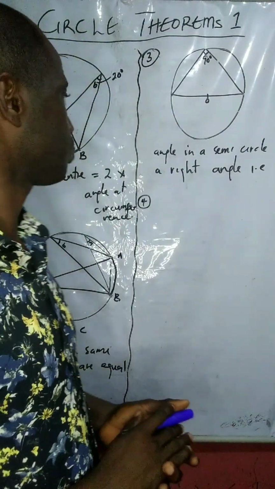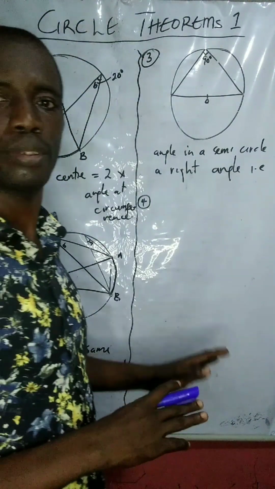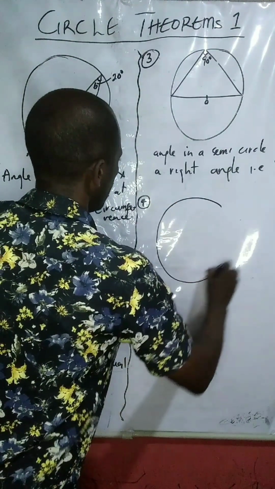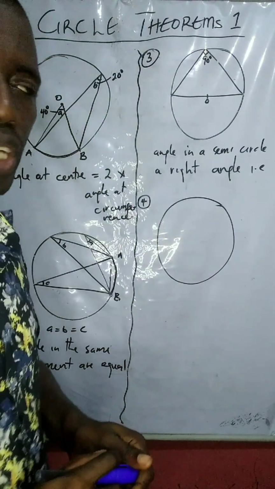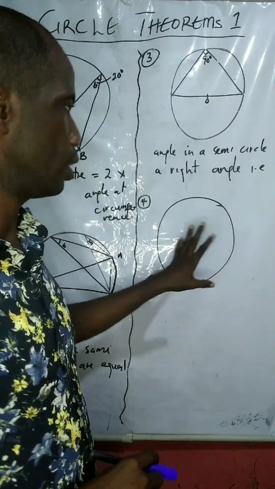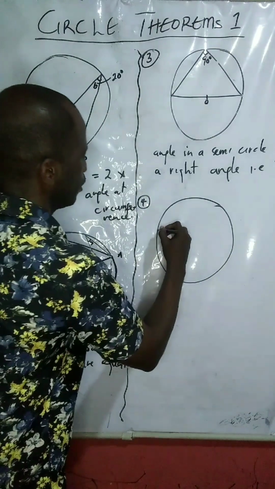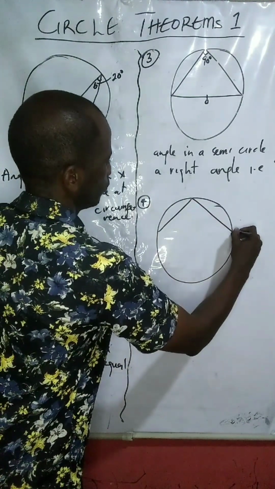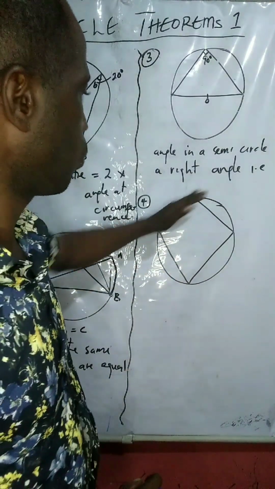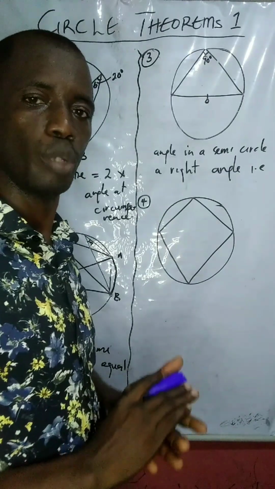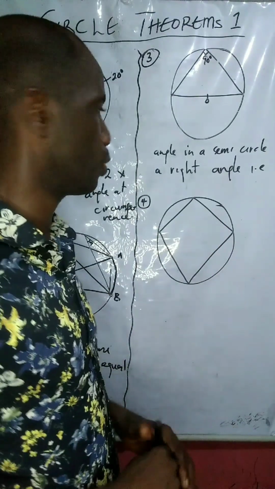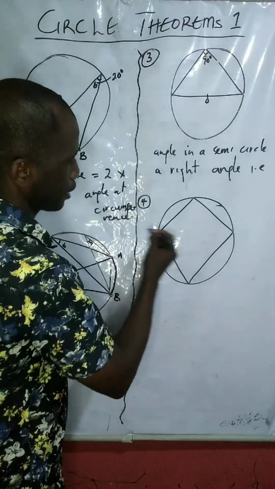Now, theorem number 4 that we are going to be looking at, the fourth circle theorem, talks about a quadrilateral. If you have a cyclic quadrilateral, a cyclic quadrilateral is a quadrilateral that is inscribed in a circle where the 4 vertices touch the circumference. Now, if you have a cyclic quadrilateral like this, a quadrilateral is a 4-sided shape. 1, 2, 3, 4. Any 4-sided shape is called a quadrilateral. Now, if you have a quadrilateral that is inscribed in a circle, we call it a cyclic quadrilateral.